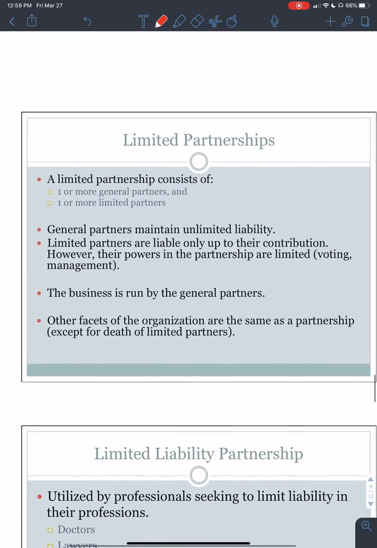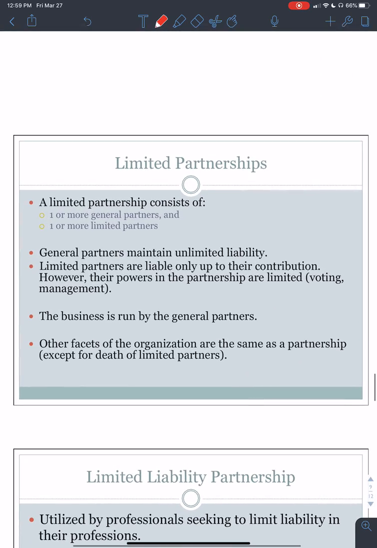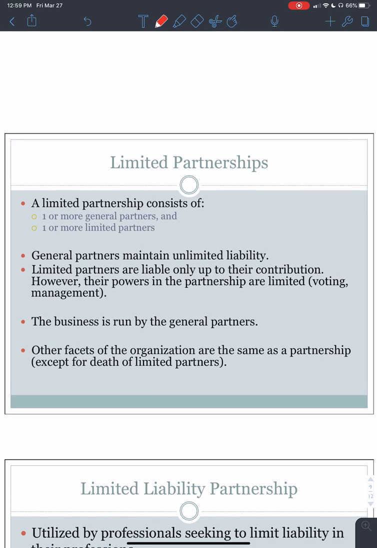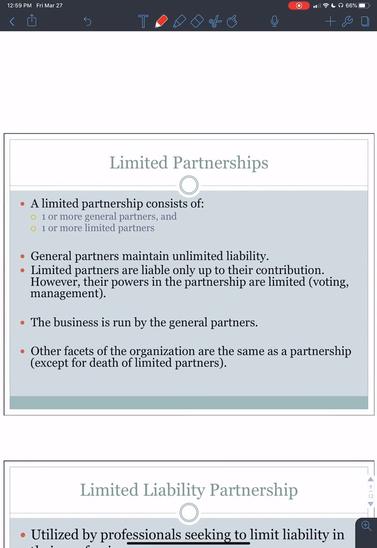Let's talk about limited partnerships. It's a different form of a partnership, okay? The difference is that you have divisions, you have a structure in a limited partnership, okay? So now you have somebody who's a general partner and somebody who's a limited partner. And the general partners, they have unlimited liability. In other words, their personal assets can be seized. Whereas limited partners are only liable up to a set amount, usually their contribution.